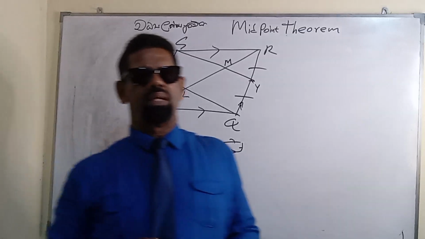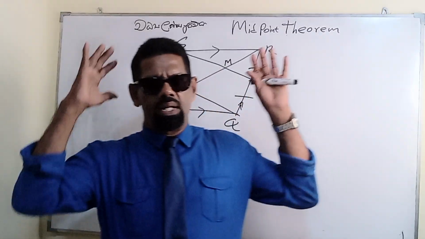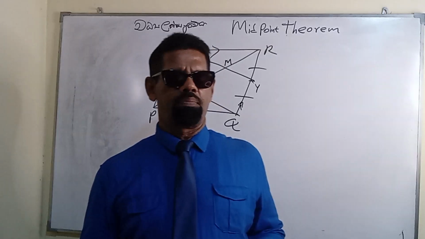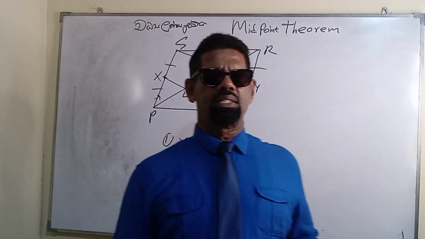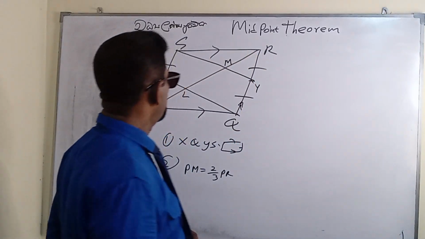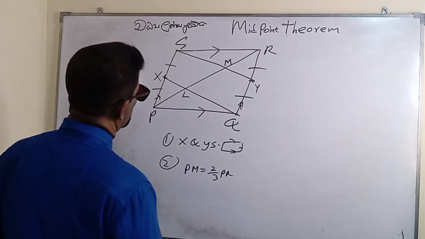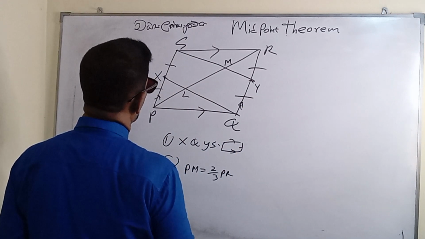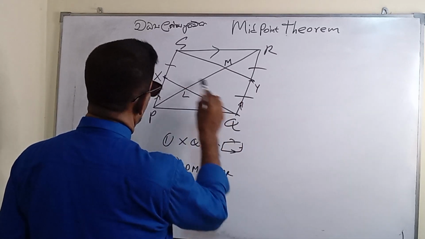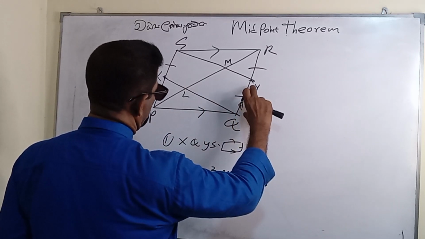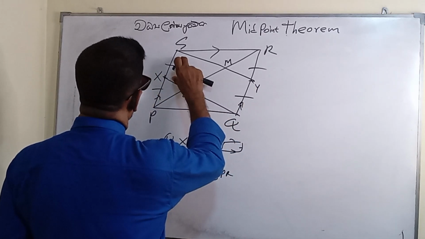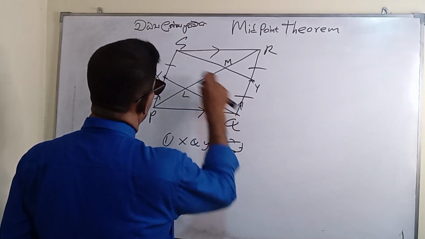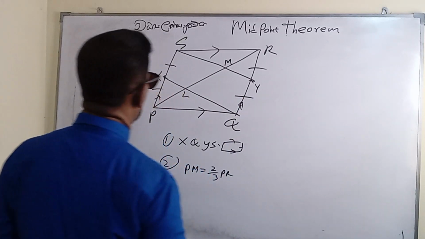If a quadrilateral has a pair of opposite sides equal and parallel, it is a parallelogram. If its diagonals bisect each other, it is a parallelogram. If its opposite angles are equal, it is a parallelogram. If its opposite sides are equal, it is a parallelogram. So how do we do this? We know PQRS is a parallelogram, so opposite sides are equal and parallel. This should give us a parallelogram.